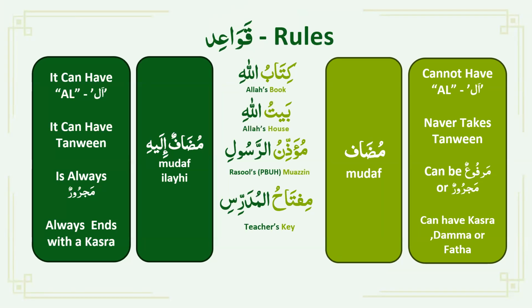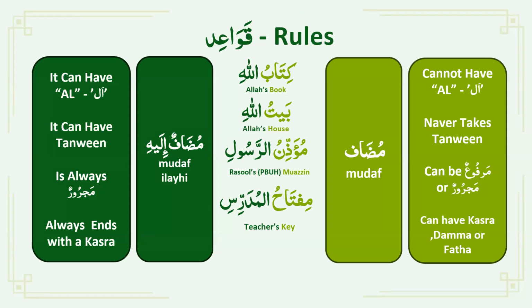However, there is a small little change. First, remember the normal rule for marfu and majroor. Whenever you have the mudaf and mudaf ilay, the mudaf ilay will always have a kasra. It can also have a tanween. Okay. So, for example, Kitabullahi, Baitullahi, Muazzinur Rasuli, Miftahul Mudarrisi. All have a kasra.